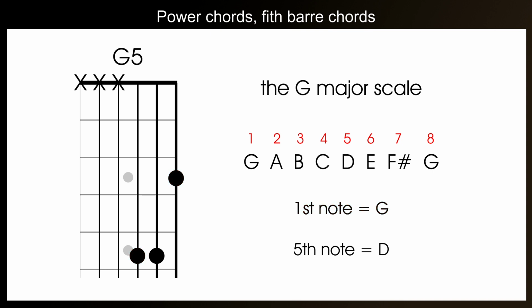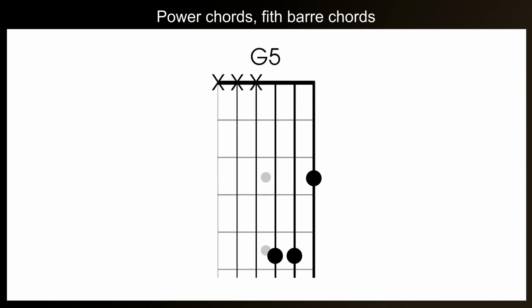In the middle between these two notes is the fifth note of the G major scale, and that is the D. And you can work that out. 1 is G, 2 is A, 3 is B, 4 is C, and 5 is D. And this is why it's called a G5, because it only consists of the G and the 5. And we've already demonstrated why the fifth chord is called a power chord, because it has a far more powerful sound than a full major or minor chord.